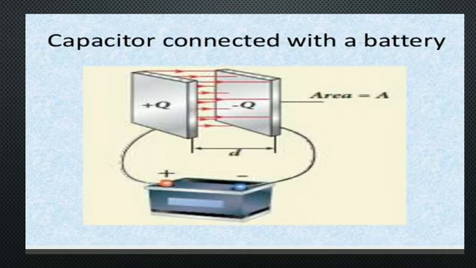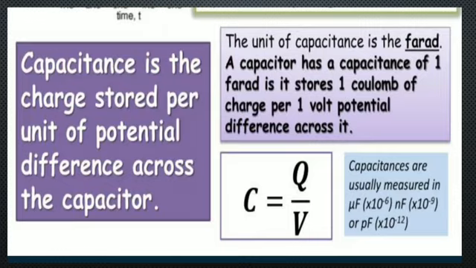I'll tell you in a very short way. Capacitance is the charge stored per unit of potential difference across the capacitor. Suppose a capacitor has a capacitance of 1 farad, it stores 1 coulomb of charge per 1 volt of potential difference across it.